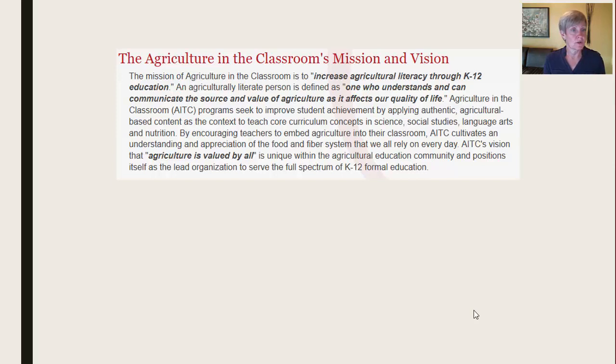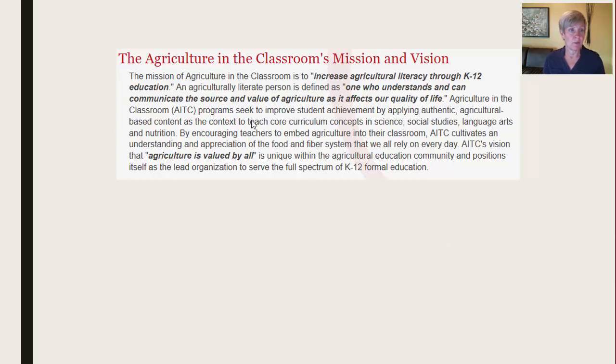An agriculturally literate person is defined as one who understands and can communicate the source and value of agriculture that affects our quality of life. Because the mission statement had in it agricultural literacy, the group felt we really needed to define that, because that might not be a known term to all.